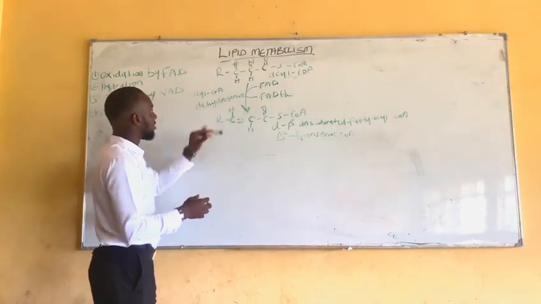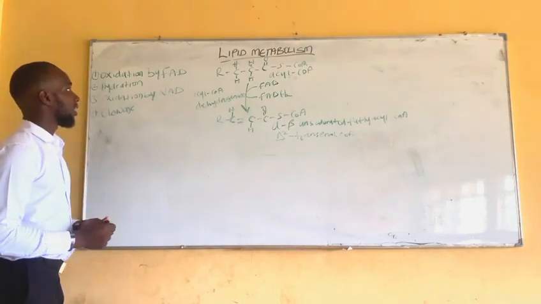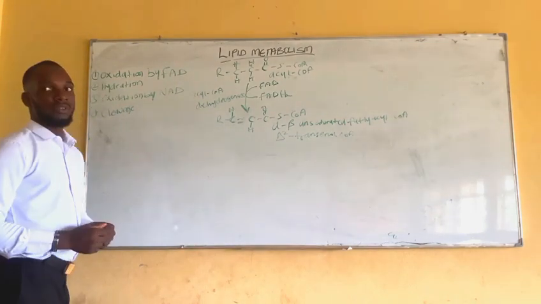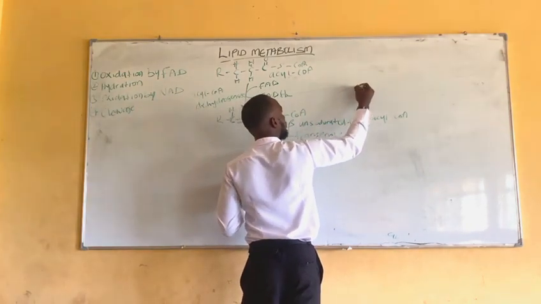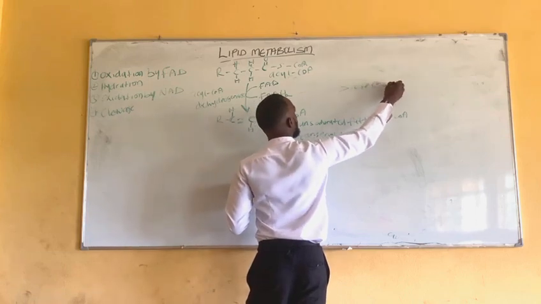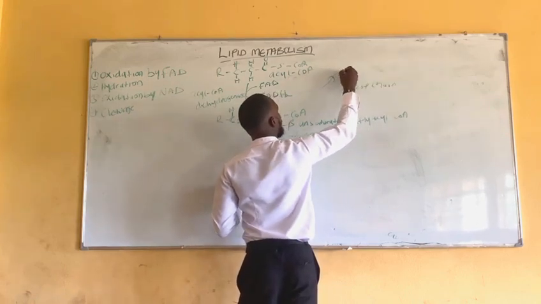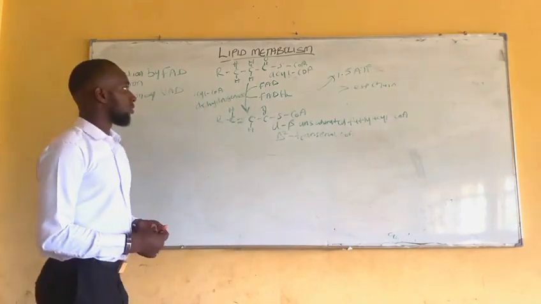So that's it. This is the first reaction of beta oxidation. So this one now can go on to enter the respiratory chain. You can enter the respiratory chain to give off 1.5 ATP. Yes. You understand?